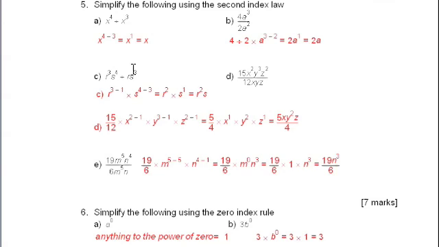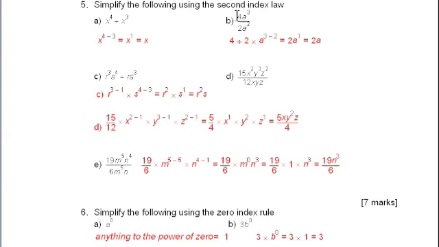Okay, number 5. Now these are division, and when we are dividing numbers in index form with the same base, we subtract the indices. So we've got 2 numbers here, x to the power of 4, x to the power of 3, so it's 4 minus 3 equals x to the power of 1, which we simply write as x.